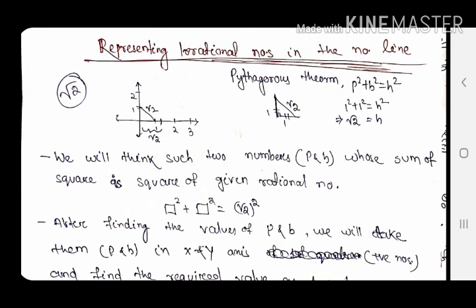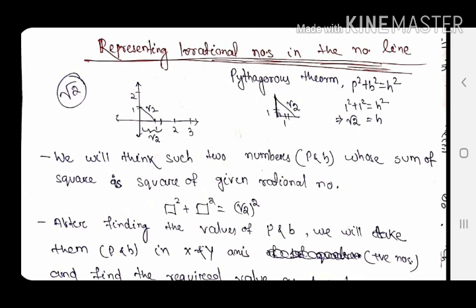So what is h? It is the square root of 2. If I square both sides, root 2 square, the root and square cancel, so it is 2, and h square is 2. Clear? So h is root 2. This method we will use to represent irrational numbers.